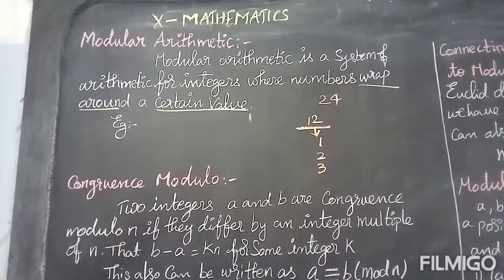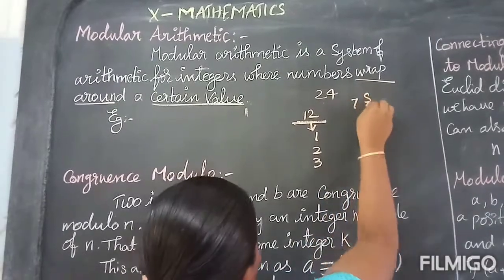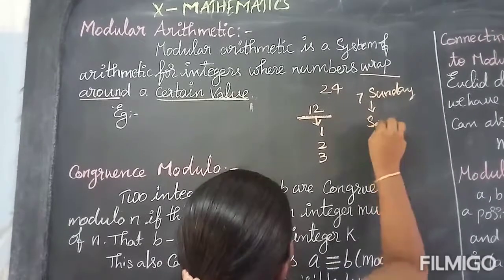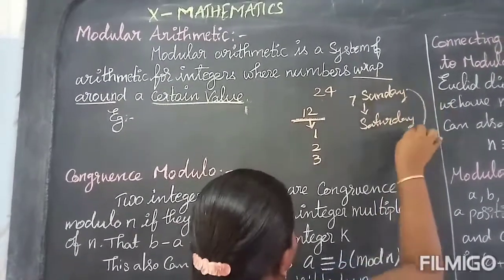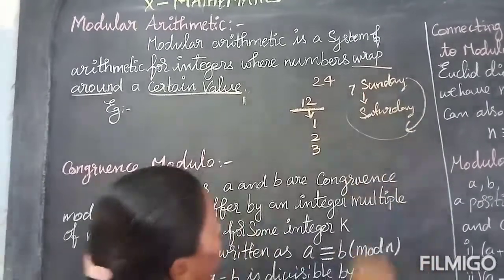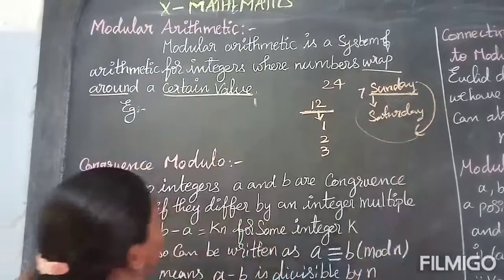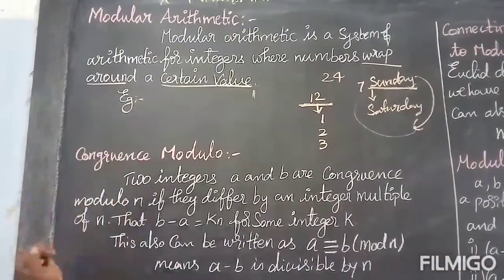And consider days of a week. How many days of a week are there? 7 days, that is Sunday to Saturday, isn't it? Again, what day will come after Saturday? The Sunday will come. So again, it is rotating. So at Sunday it is wrapping, isn't it? So this system of arithmetic is called modular arithmetic.